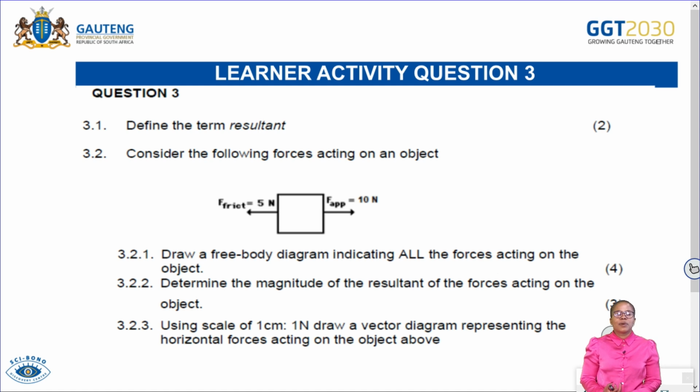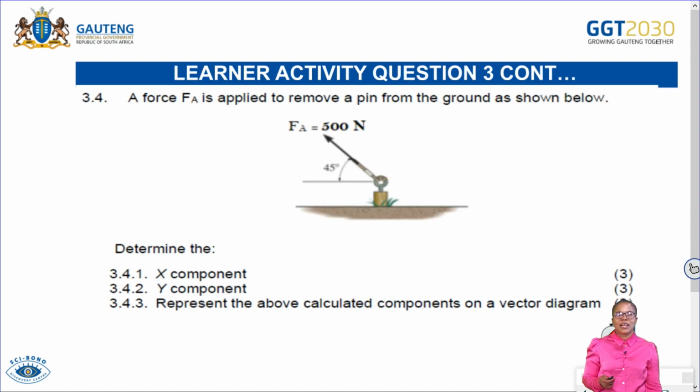And then 3.2.2, determine the magnitude of the resultant force acting on the object. The resultant of the forces that are acting onto an object. Using the scale 1 centimeter is to 1 Newton, draw a vector diagram representing the horizontal forces acting on the object above. That one is very, very easy because we've done it.